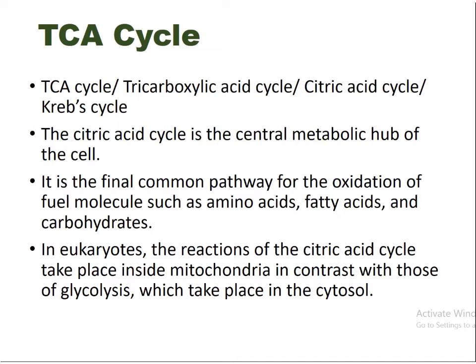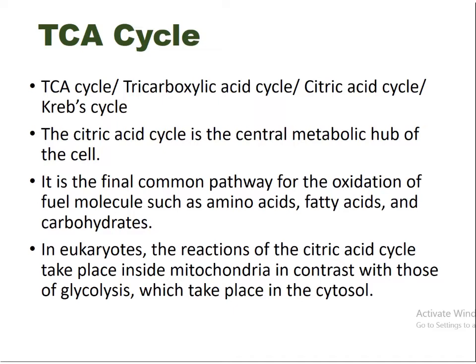Okay, so the citric acid cycle is also called the central metabolic hub of the cell because so many substrates produced in this cycle can be used in other metabolic pathways. That's why this is called the central metabolic hub of the cell, and it is a final common pathway for the oxidation of fuel molecules such as amino acids, fatty acids and carbohydrates.